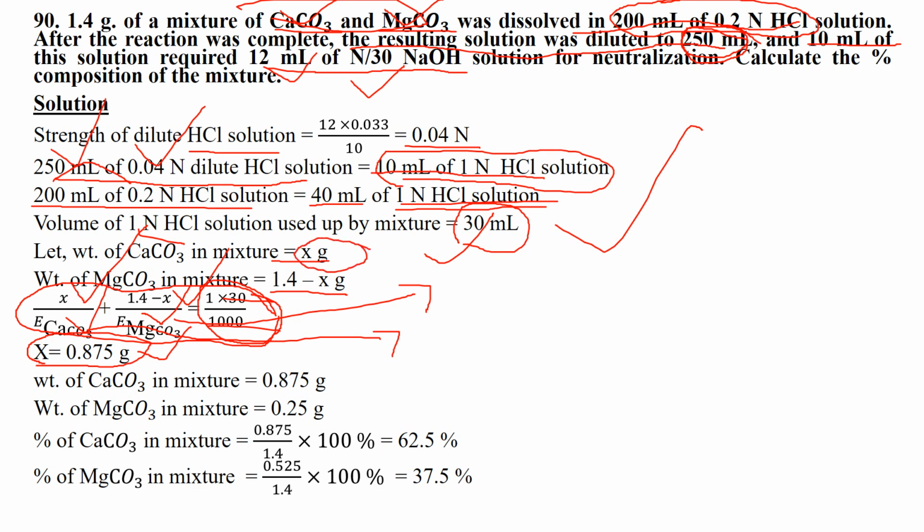Then the weight of magnesium carbonate will be 1.4 minus 0.875. Then the total amount of mixture is 1.4 gram. So 0.875 divided by 1.4 gives 62.5% calcium carbonate and 37.5% magnesium carbonate, right? It is not 0.25. 1.4 minus 0.875 is equal to 0.525. This is 0.525, right? This is correct, 0.525.